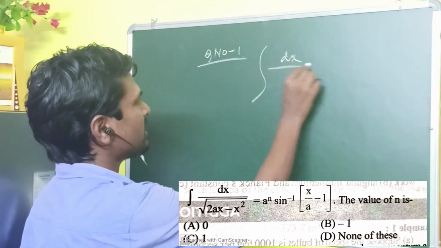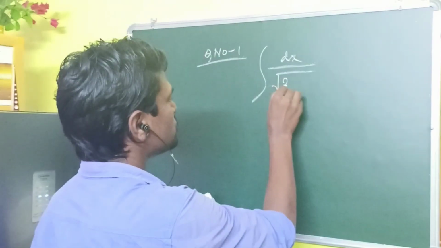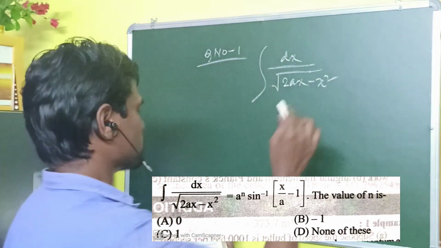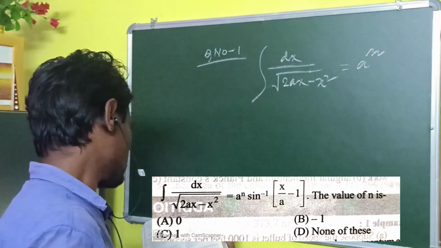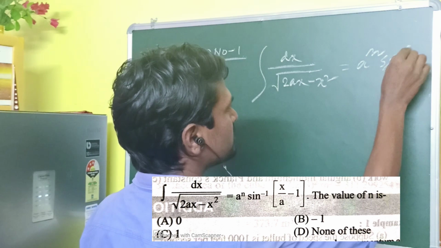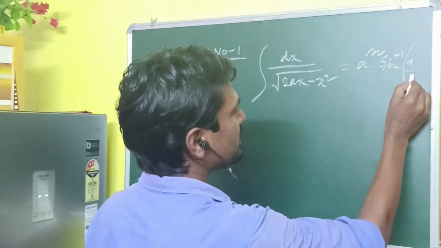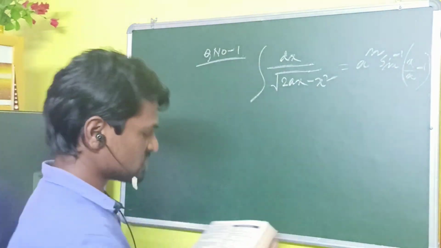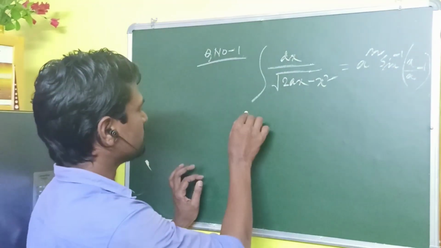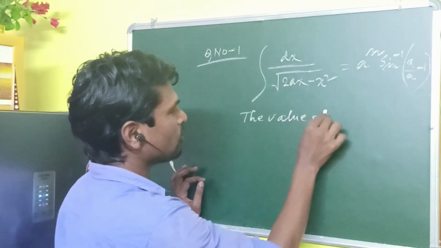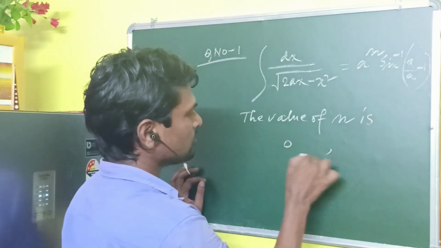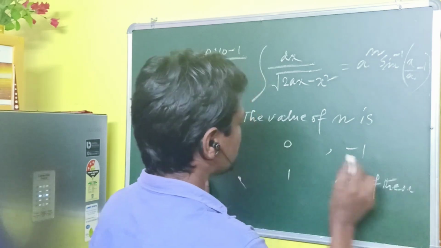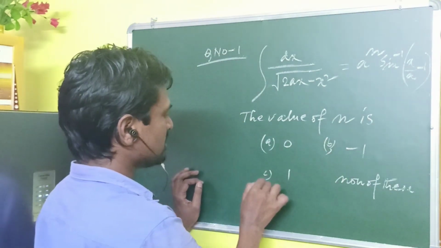Integration of dx by root over 2ax minus x square equals a to the power of n times sine inverse of (x by a minus 1). The question is, the value of n is: 0, -1, 1, or none of these. So the options are A, B, C or D.